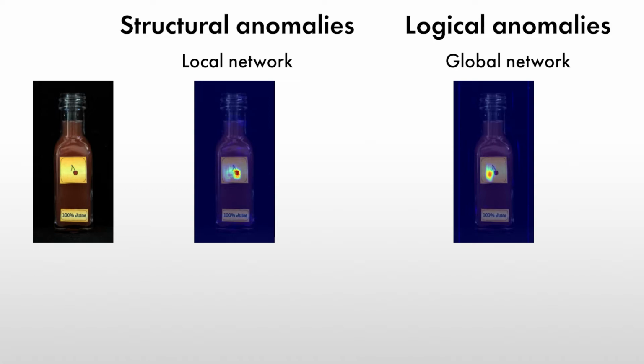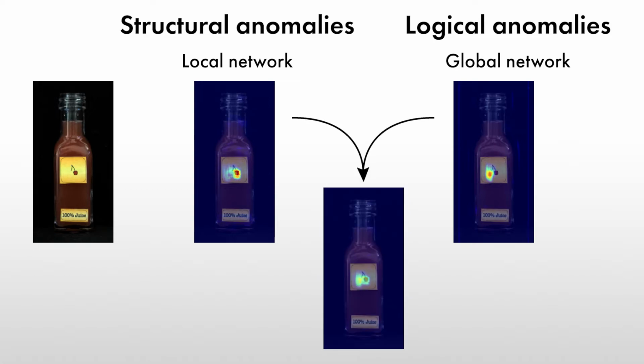Usually, you don't have to think about the differences between structural and logical anomalies because the anomaly detection model automatically combines the two results. However, it's possible to train or deploy a model that only uses either one of the networks. This improves the runtime and reduces the required memory.